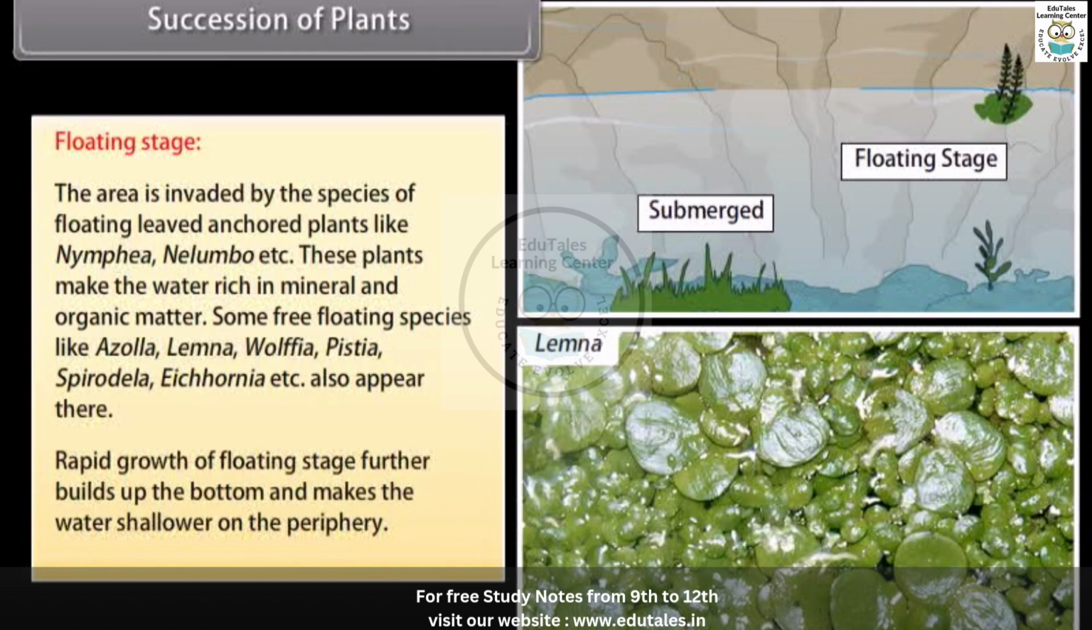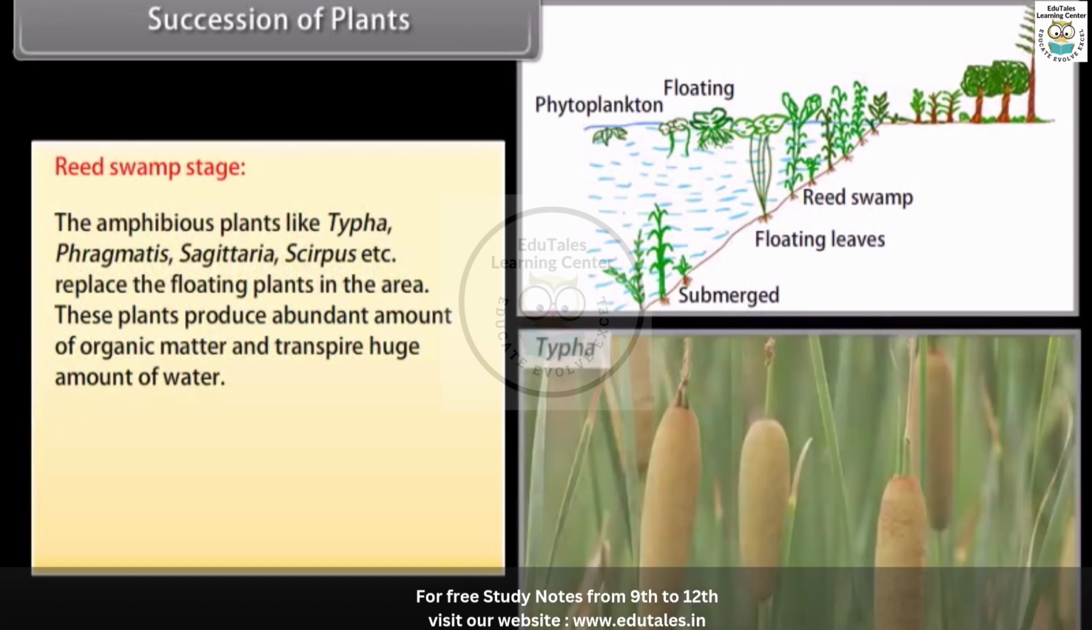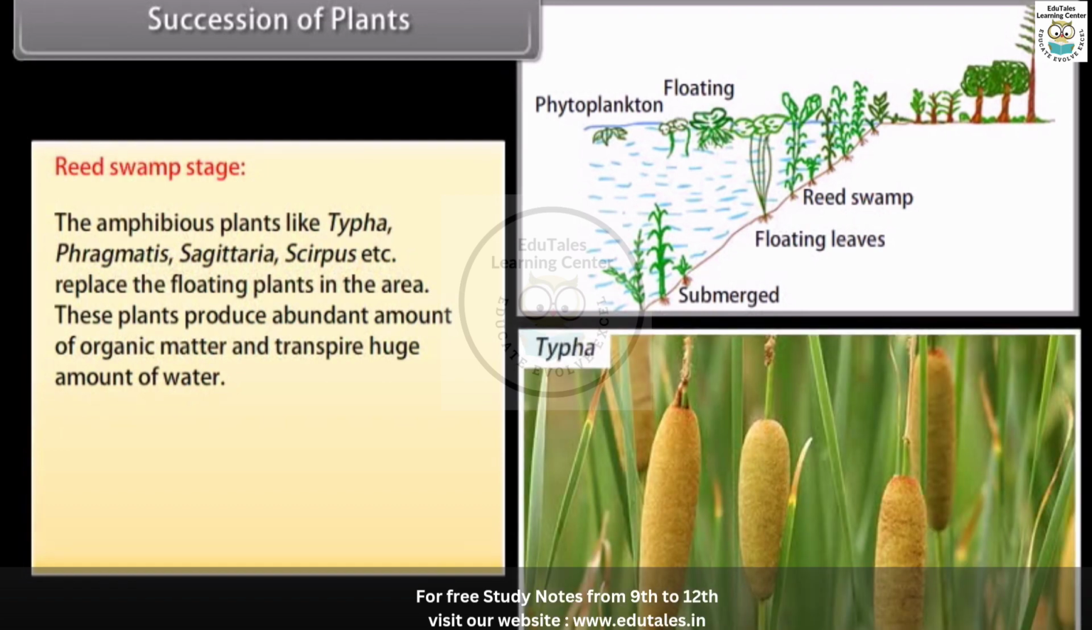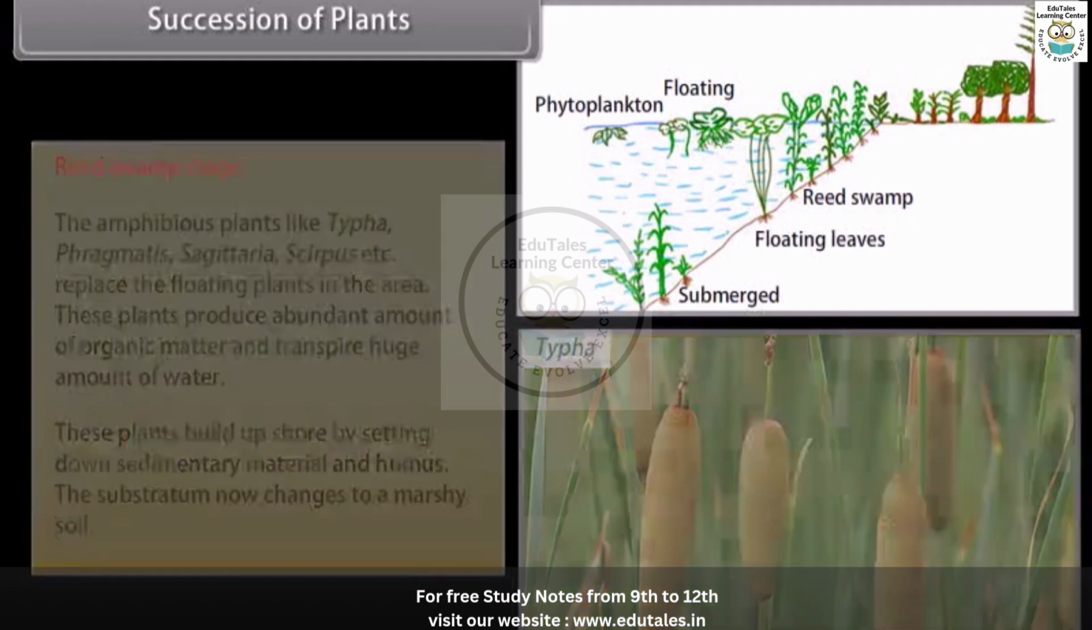Rapid growth of floating stage further builds up the bottom and makes the water shallower on the periphery. Reed swamp stage. The amphibious plants like Typha, Phragmites, Sagittaria, Scirpus, etc. replace the floating plants in the area. These plants produce abundant amount of organic matter and transpire huge amount of water. These plants build up shore by setting down sedimentary material and humus. The substratum now changes to a marshy soil.